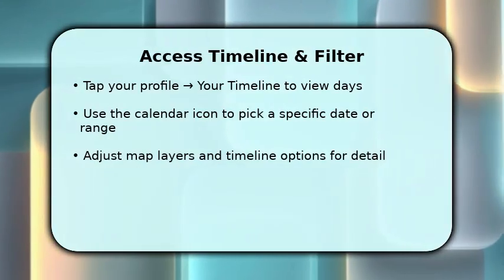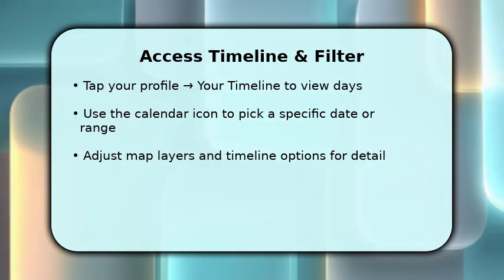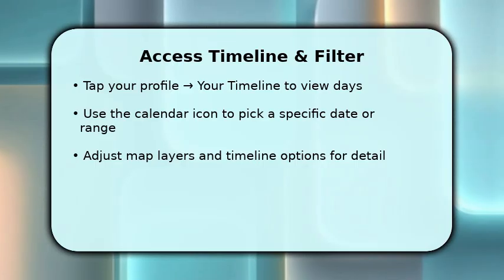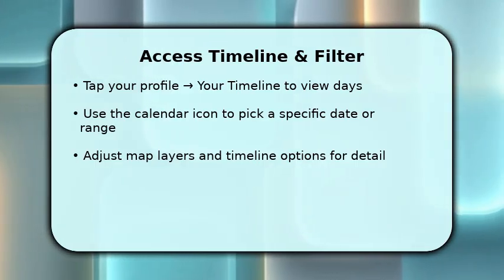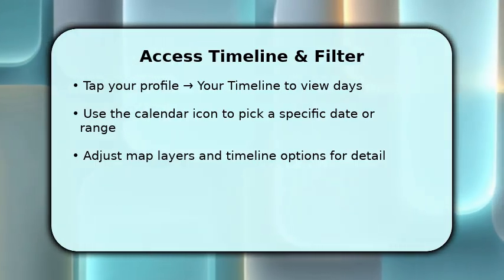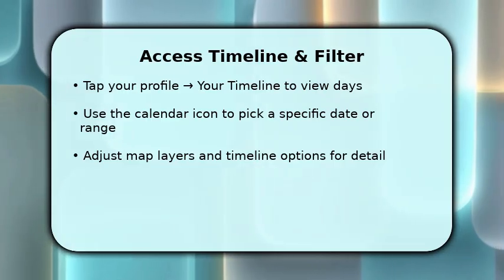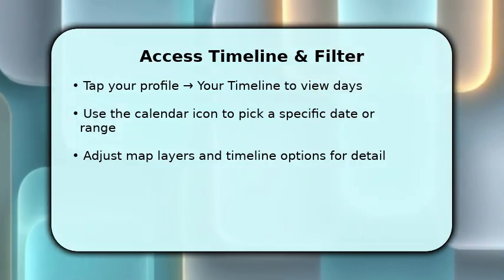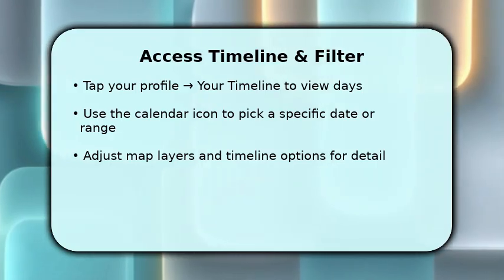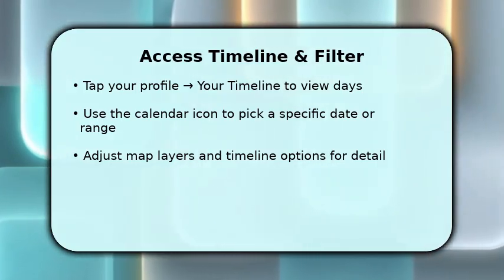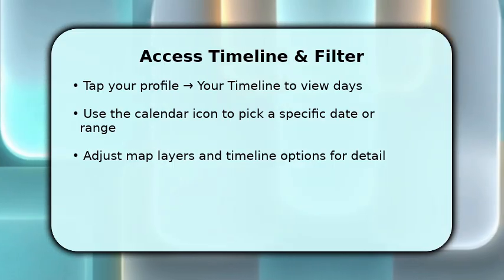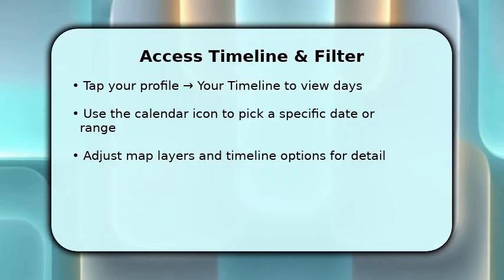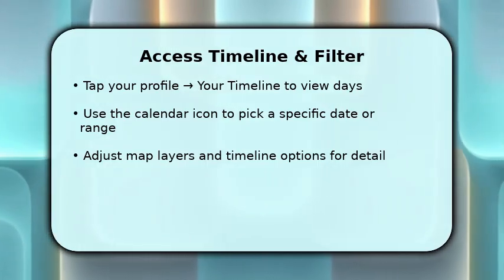Next, go to your profile menu and choose your timeline. This pulls the saved location points and organizes them by day. Once you open a day, use the calendar icon to jump to a specific date or select a range if you need multiple days. This filters the map view so you're not overwhelmed. Make sure to toggle map layers and timeline detail to show routes versus place labels. These settings change what's visible and help you verify individual trips or stops precisely.